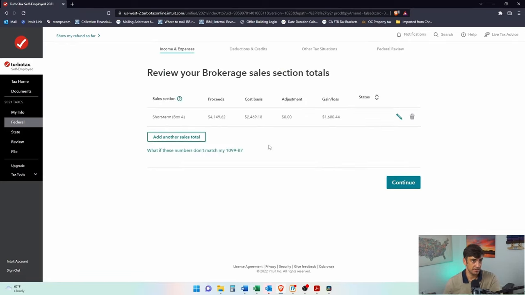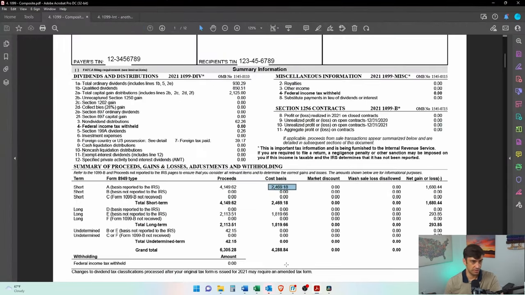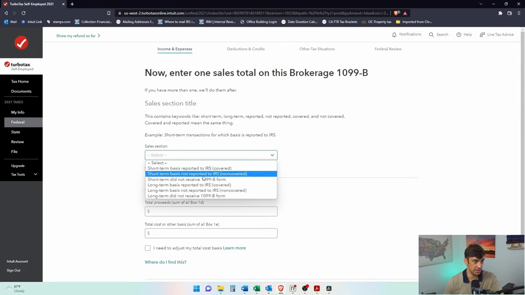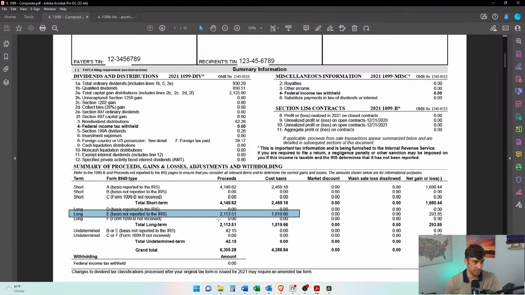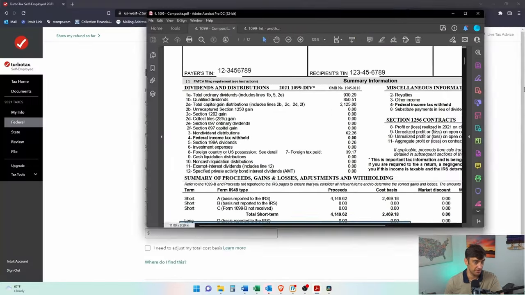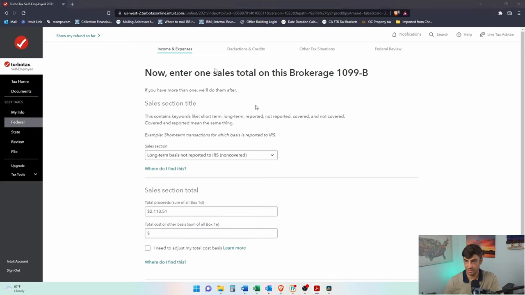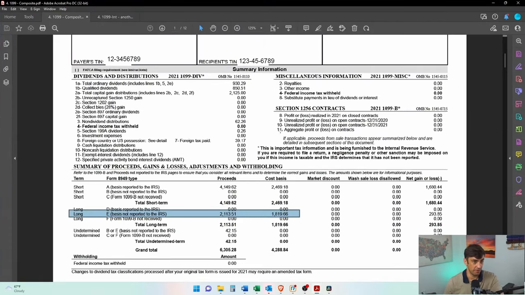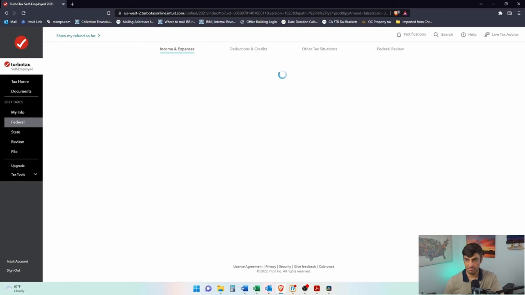Continue. There it is. Add another one because we have another line here. This one, in this example, is long-term basis is not reported to the IRS. So we'll say long-term basis is not reported to the IRS. How much did we sell it for? 21,1351. And cost basis, how much did we buy it for? 18,1966. Okay, there we go. All right.